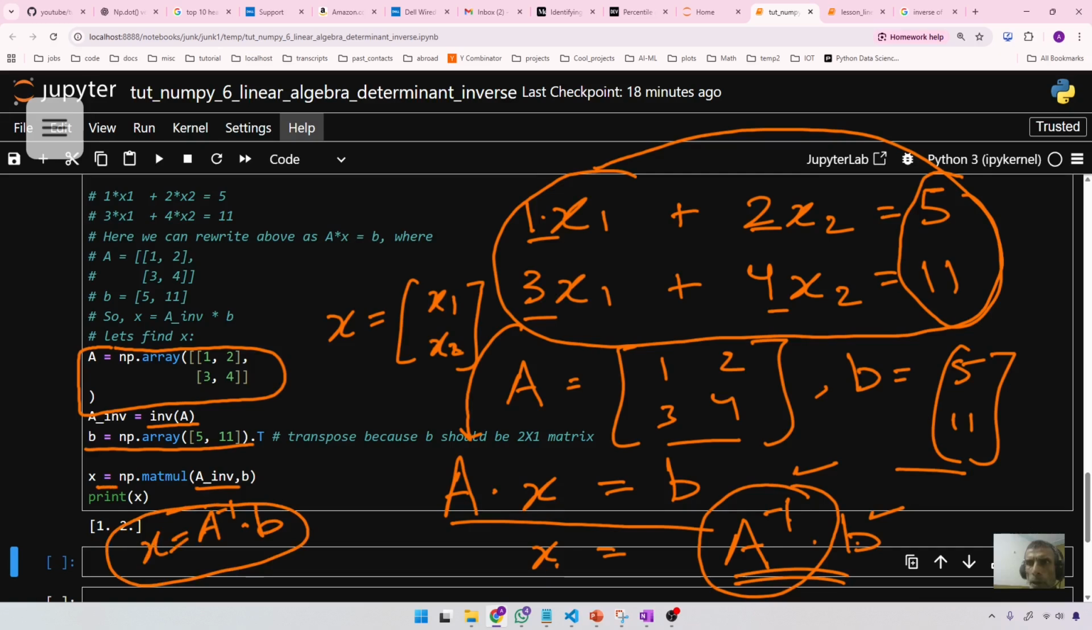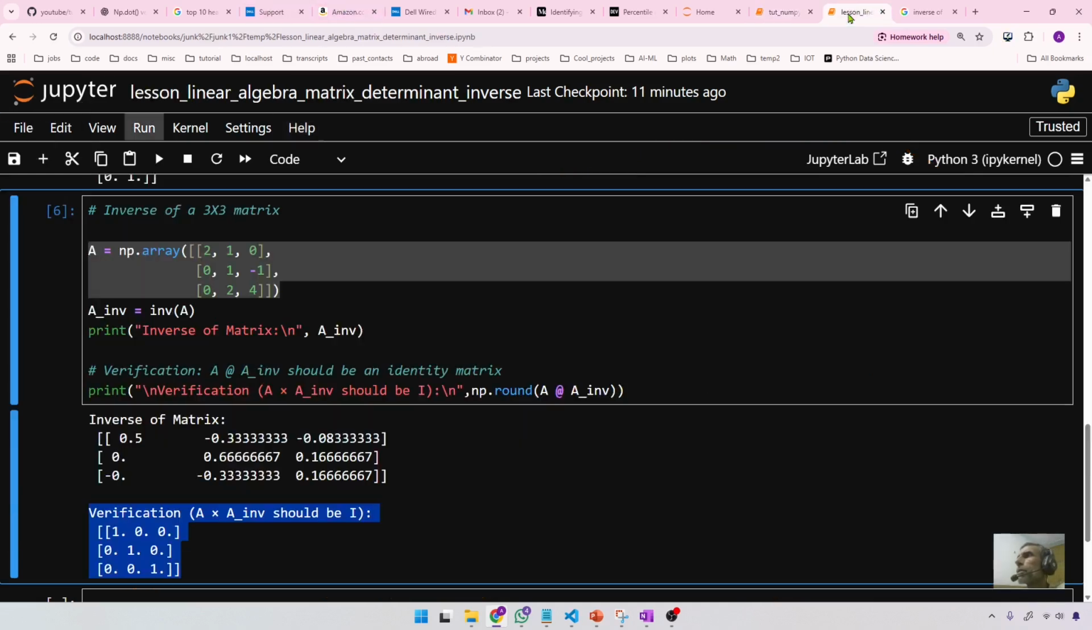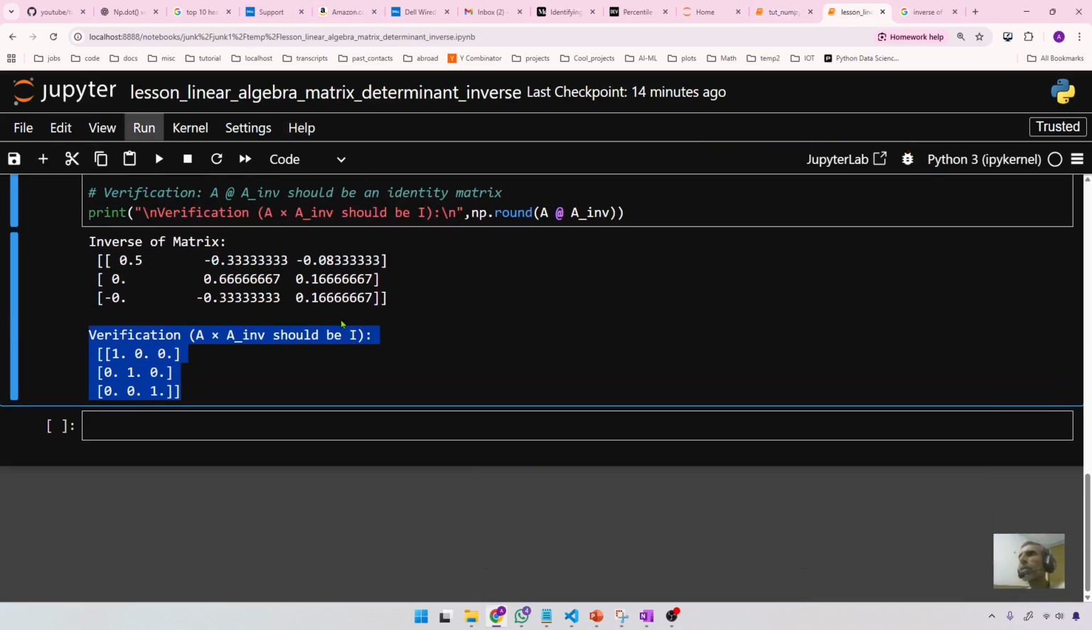So this is exactly what's happening over here. And then I print my X value, and X is 1, 2. So that means my solution is X1 equal to 1 and X2 equal to 2. So this is my solution right here. So this concludes this class. All right, gentlemen, thank you.